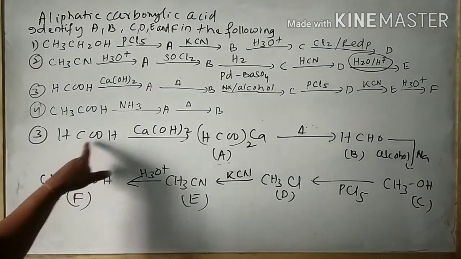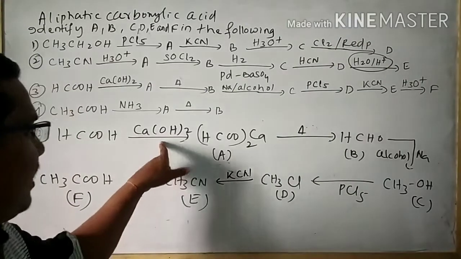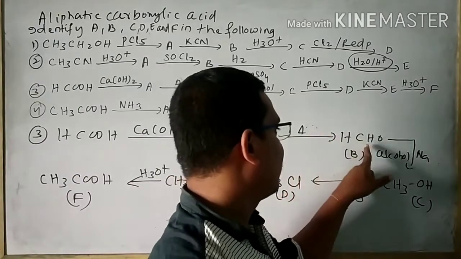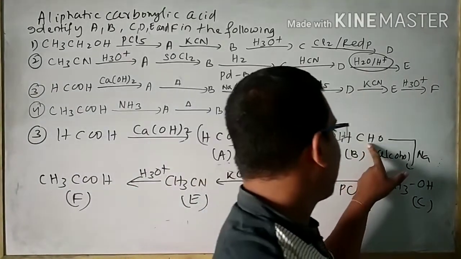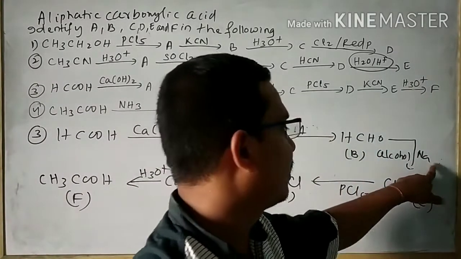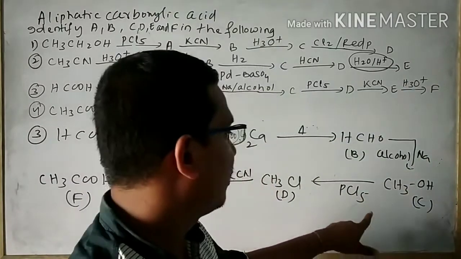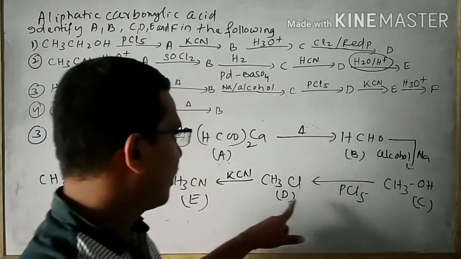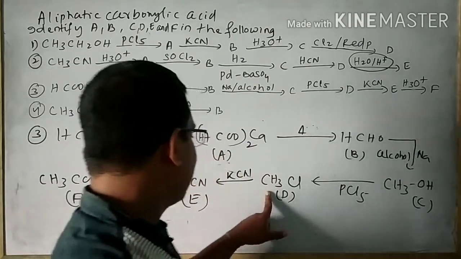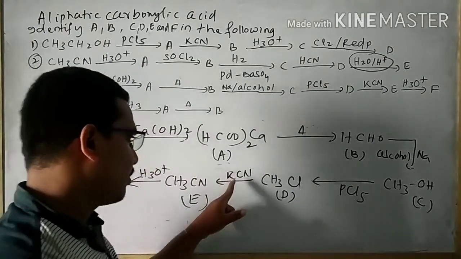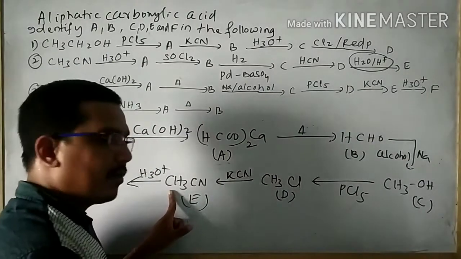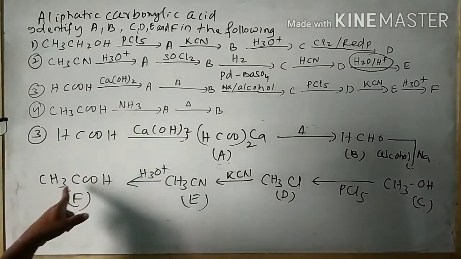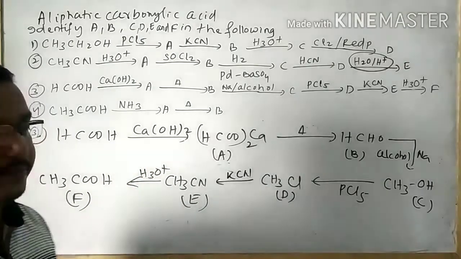Formic acid undergoes reaction with calcium hydroxide and gives calcium formate. When it is subjected to dry distillation, formaldehyde is formed, and when formaldehyde undergoes reduction with sodium in the presence of alcohol, methyl alcohol is formed. This alcohol reacts with PCl5 to give methyl chloride, and when this methyl chloride reacts with KCN, methyl cyanide is formed. When methyl cyanide reacts with H3O plus, acetic acid is formed.